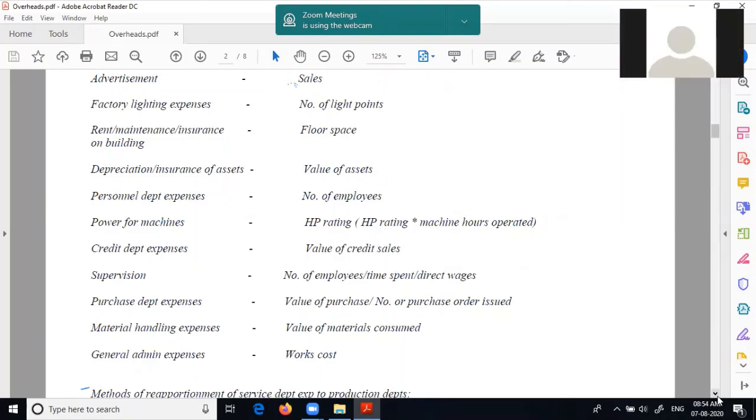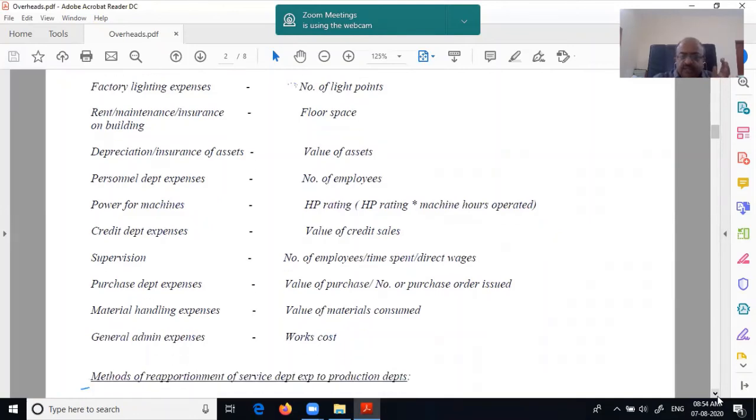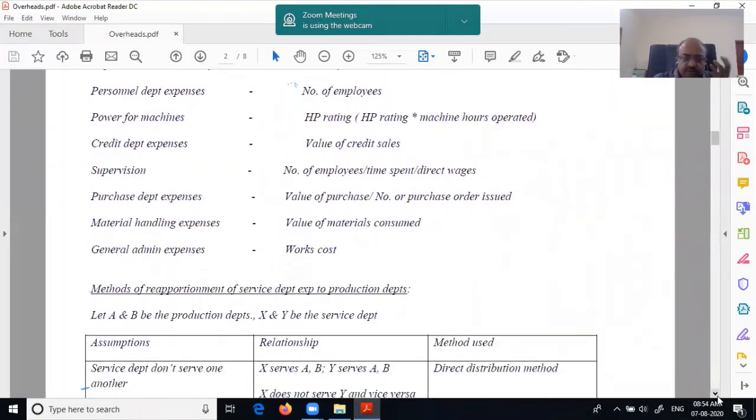Supervision based on number of employees or time spent or direct wages. Next. Purchase department expenses, value of purchase or number of purchase orders issued. Material handling expenses, value of materials consumed. General administration expenses, works cost. Yeah. So this is the only way you have to do. Best available information, you have to use it to apportion the cost, because apportioning again is not perfect. In some basis you have to take.